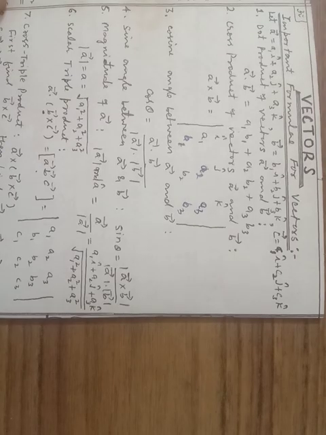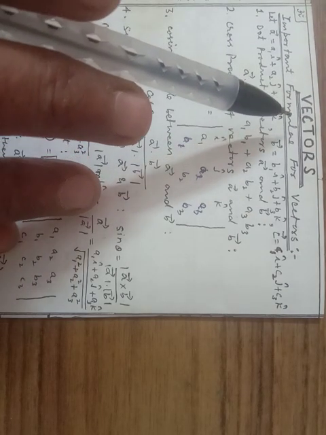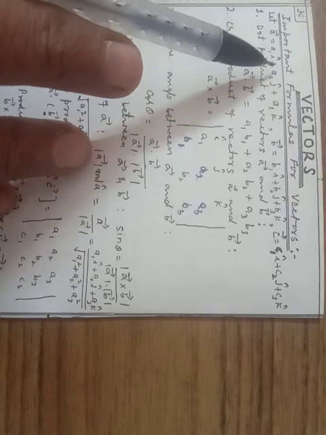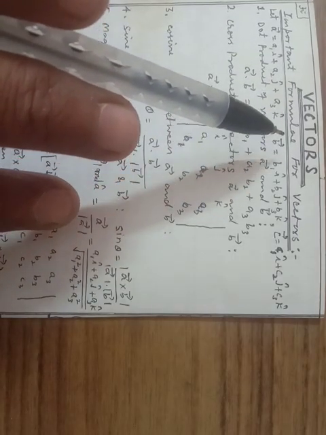What are vectors? With this, what are scalars? Scalars are those quantities which have magnitude only, and vectors are those quantities which have magnitude as well as direction. In terms of mathematics, there are some important formulas for vectors.